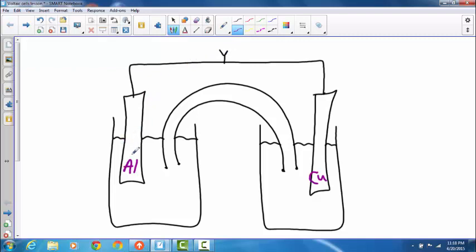So first thing I want to notice is that aluminum is higher on table J than copper. The one that is higher will be oxidized. So this, where oxidation occurs, is called your anode. An ox. So this whole piece of metal here is my anode, and that's where oxidation is going to happen.